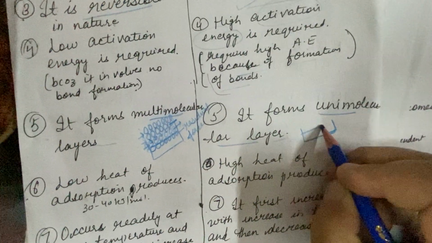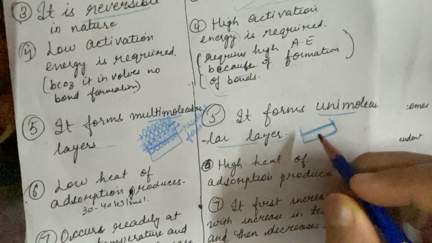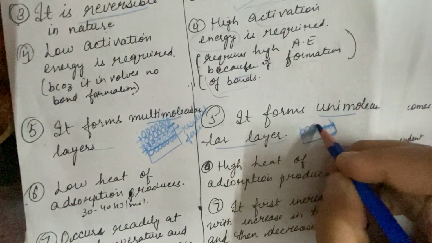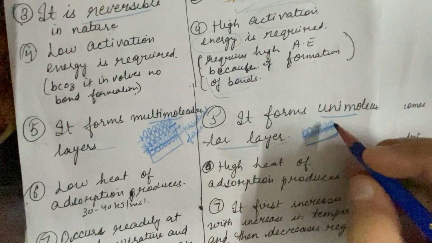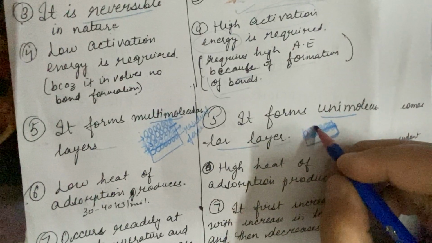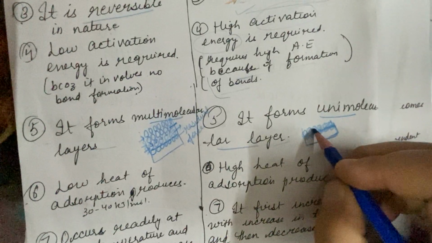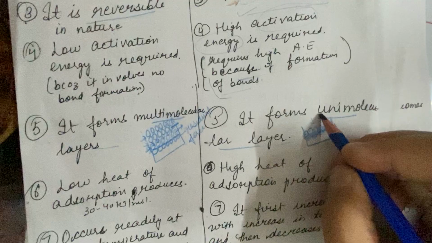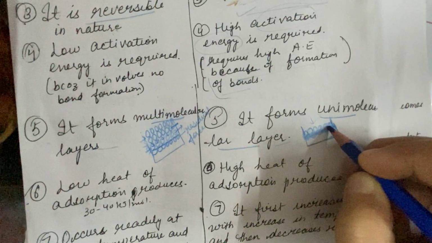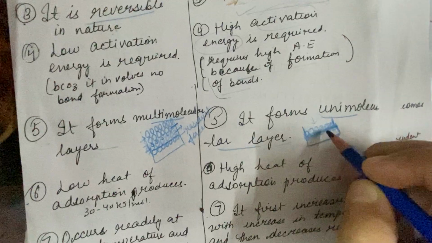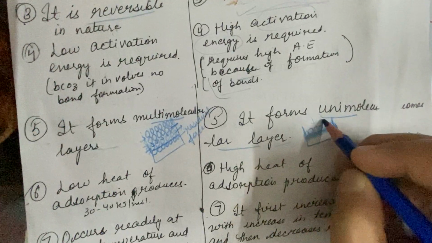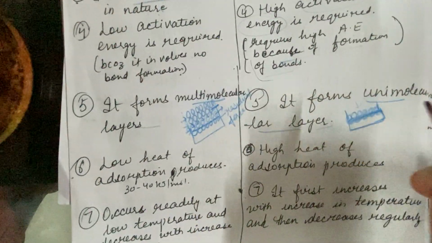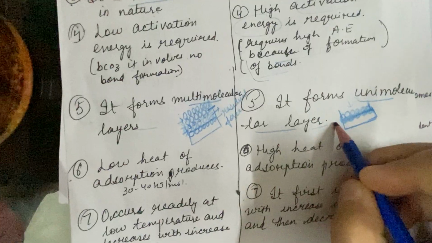Suppose let's take an example. This is the surface of the adsorbent, and the particles of this adsorbent form bonds with the adsorbate particles. Once they form bonds, they become balanced. So they are not required to attract more particles. Only one layer will remain there. The surface particles themselves are there, and the other layer will be your adsorbate layer. The molecules of adsorbate will be above the surface molecules. So that's why it forms a unimolecular layer.